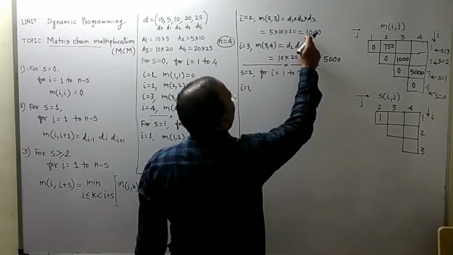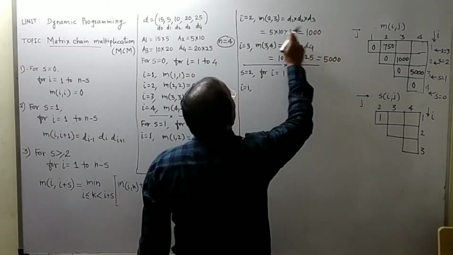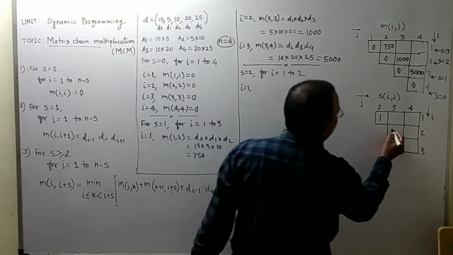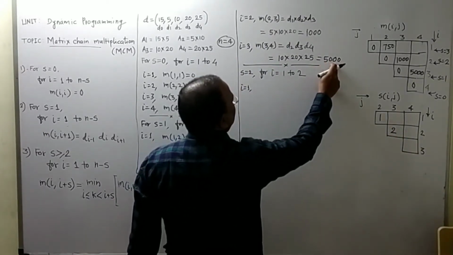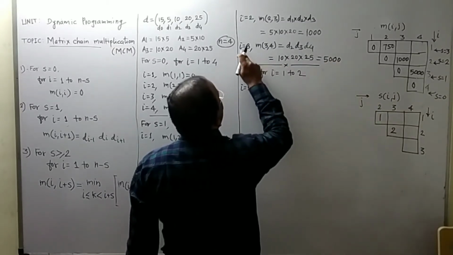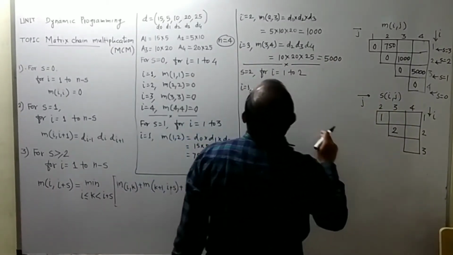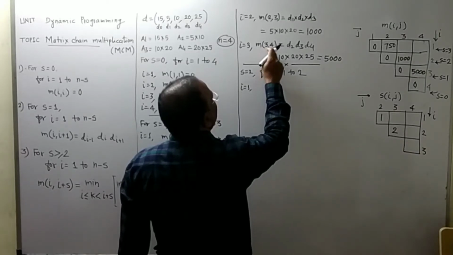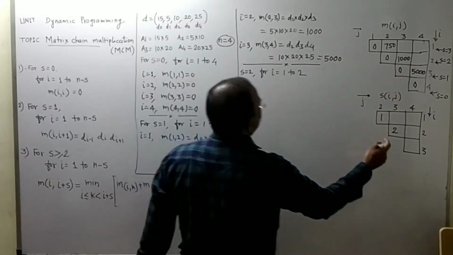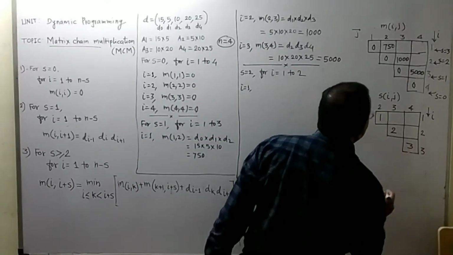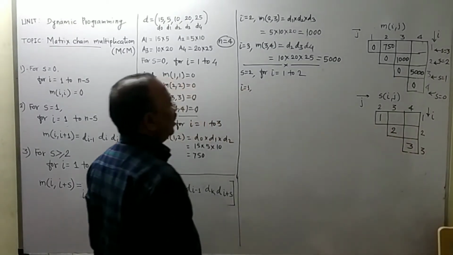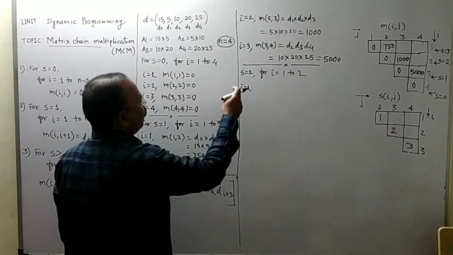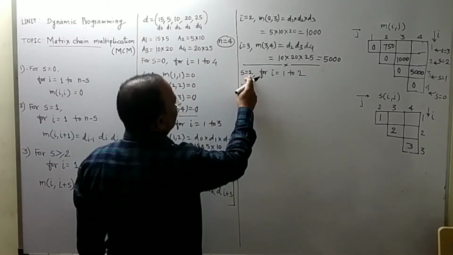Now here we have got 1000 for I is equal to 2. That's why we have to put 2 here. We have got 5000 in the M table for I is equal to 3. So that's why at the 3 4 position in the S table we have to put 3. Directly you can put 1 2 3. Now let us go for S is equal to 2.